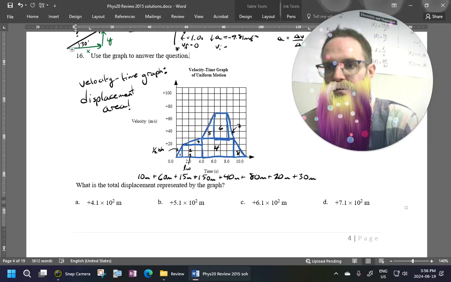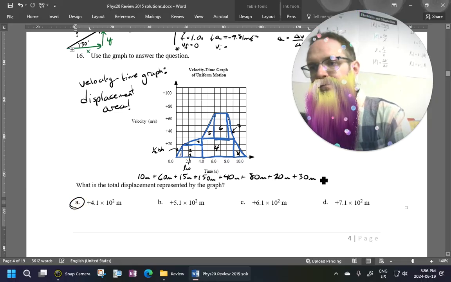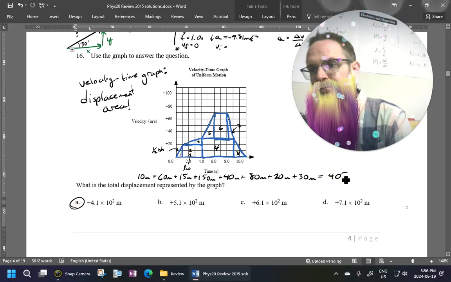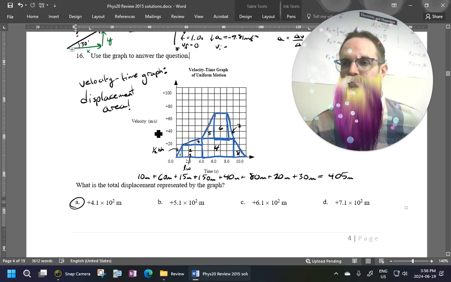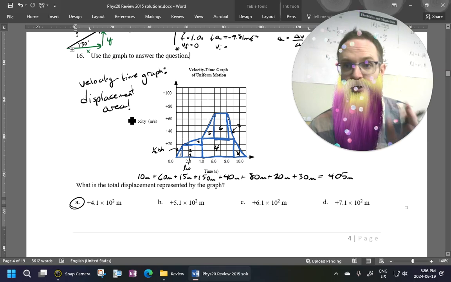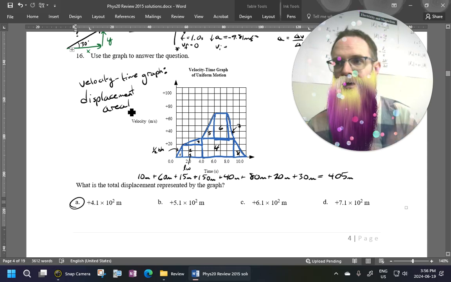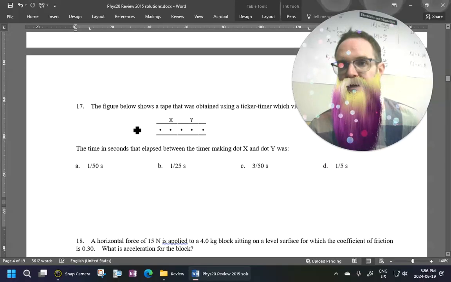Hope we got them all. 405. So it looks like 8. Yeah. So velocity time graph, area. The slope of a velocity time graph is our acceleration. Maybe that's the next question. Who knows? It's not. Okay.